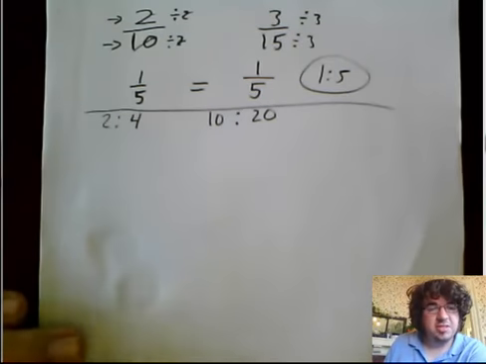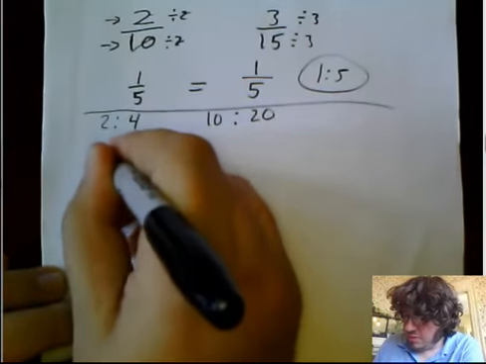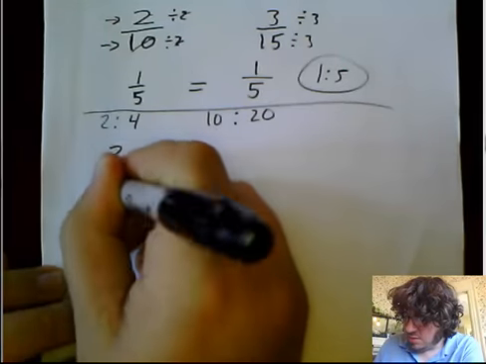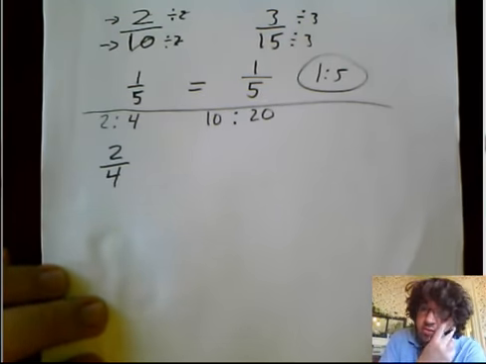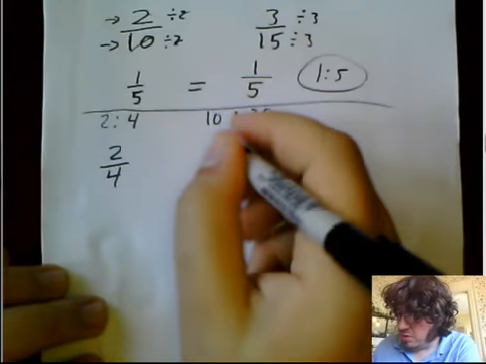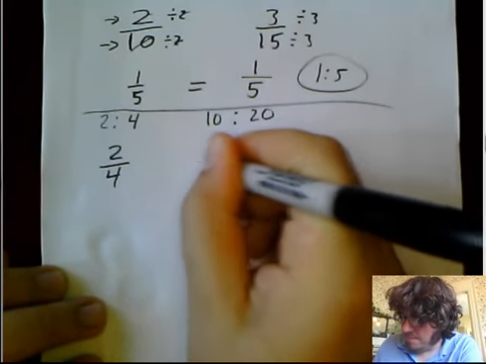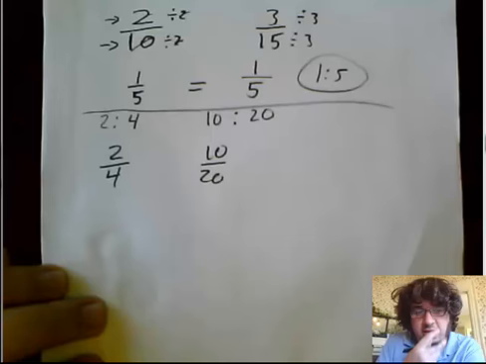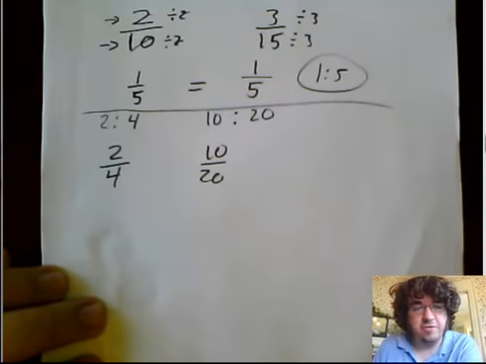We have 2 to 4 and 10 to 20. We're going to rewrite 2 to 4 as 2/4. We're going to rewrite 10 to 20 as 10/20 and put it in fraction form.